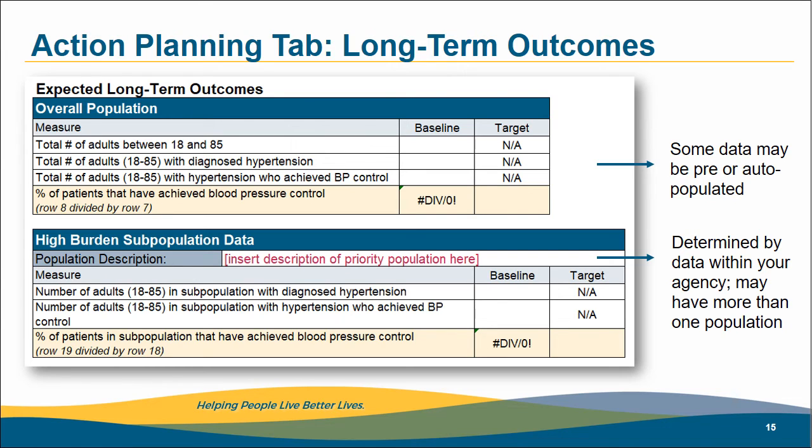One important thing to keep in mind is that ideally your organization determines who that priority population or high burden subpopulation is based on data within your organization. It could also be that you have more than one priority population or high burden subpopulation as you're going through the data. But please keep in mind that this should again be a subset of the population, so that you can focus interventions on that population in hopes of helping them achieve better control for whatever health condition you happen to be focusing on, whether it's blood pressure, cholesterol, or diabetes.